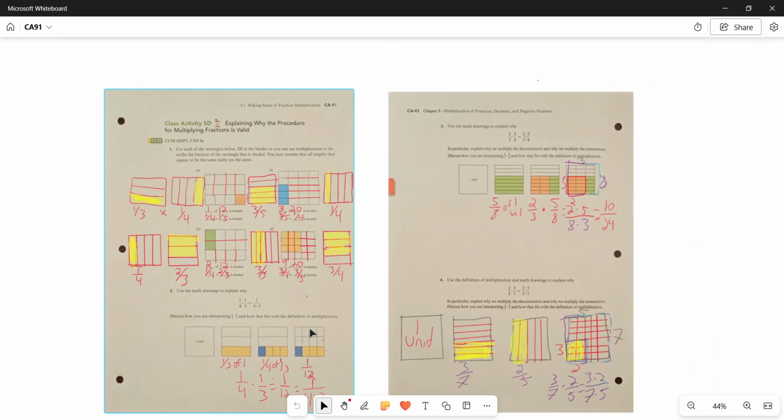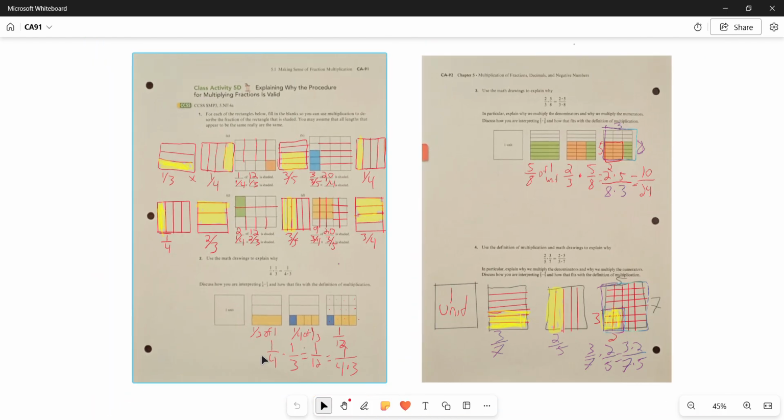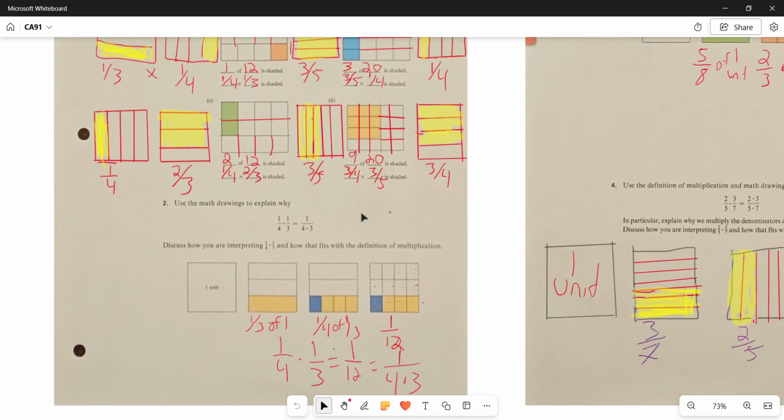All right, so for the next one, it says use math drawings to explain why 1/4 times 1/3 equals 1/4 times 3. Discuss how you're interpreting 1/4 times 1/3 and how that fits in with multiplication. So 1/4 times 1/3, the way I look at that is, that is 1/4 of 1/3.